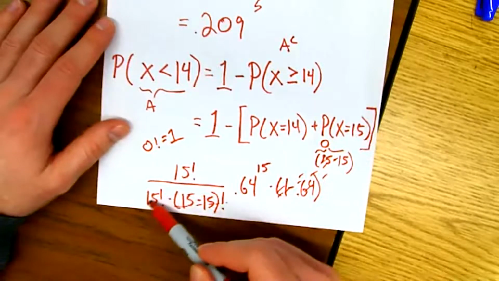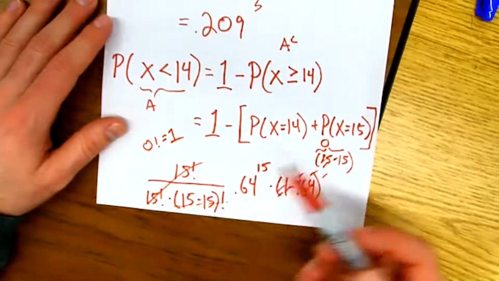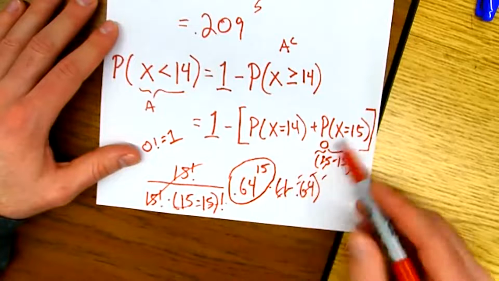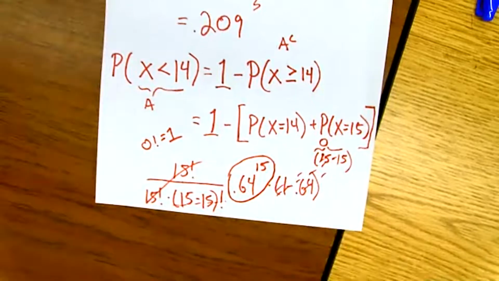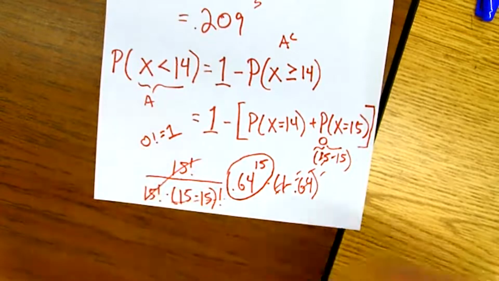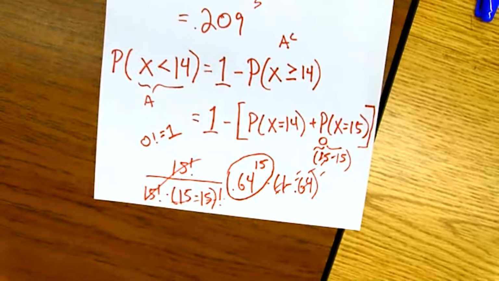Then 15 over 15 factorial cancels. This whole thing is 1. We can essentially ignore that. All we're really left with, when we're finding that probability that x is equal to 15, is just that middle component. Okay? So that's just kind of reminding us of those rules, that anything to the 0 power is 1, and 0 factorial is also always 1. Okay?